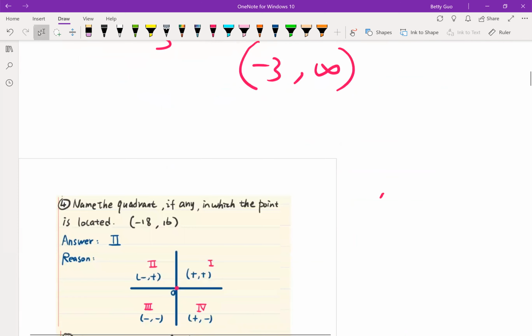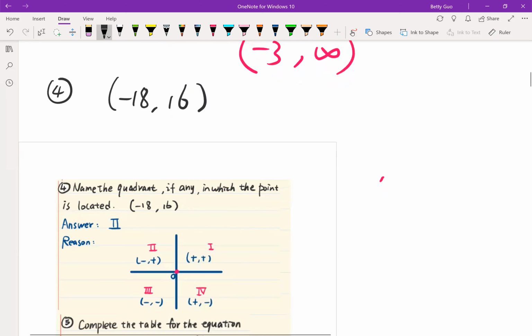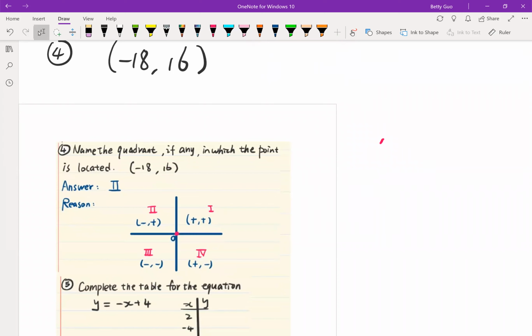Let's see number 4. Name the quadrant, if any, in which the point is located. The point is (-18, 16). A point in a rectangular coordinate system is defined as an ordered number pair. The first component is the x-coordinate. The second component is the y-coordinate.